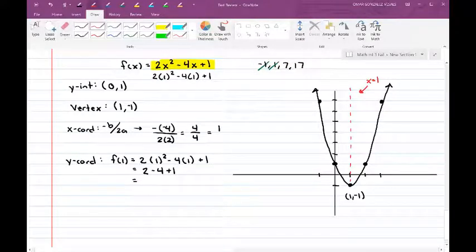And last one. Can I go forward, or do you guys still have questions on this one? Okay. I'll even put this over here. So this is over 3, up 1.